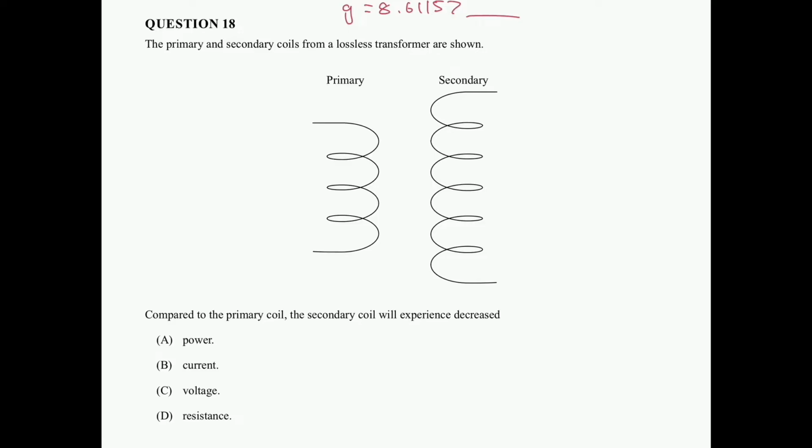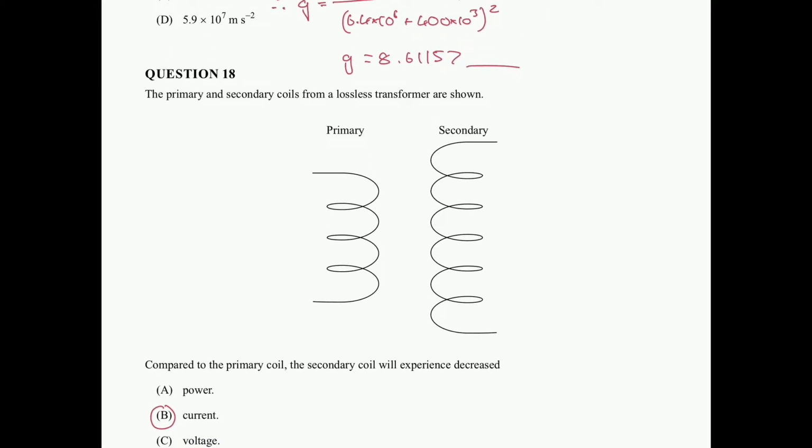All right, question 18. The primary and secondary coils from a lossless transformer are shown. Compared to the primary coil, the secondary coil will experience decreased: A, power; B, current; C, voltage; or D, resistance. So our correct answer is going to be a decreased current. But let's rationalize through this.